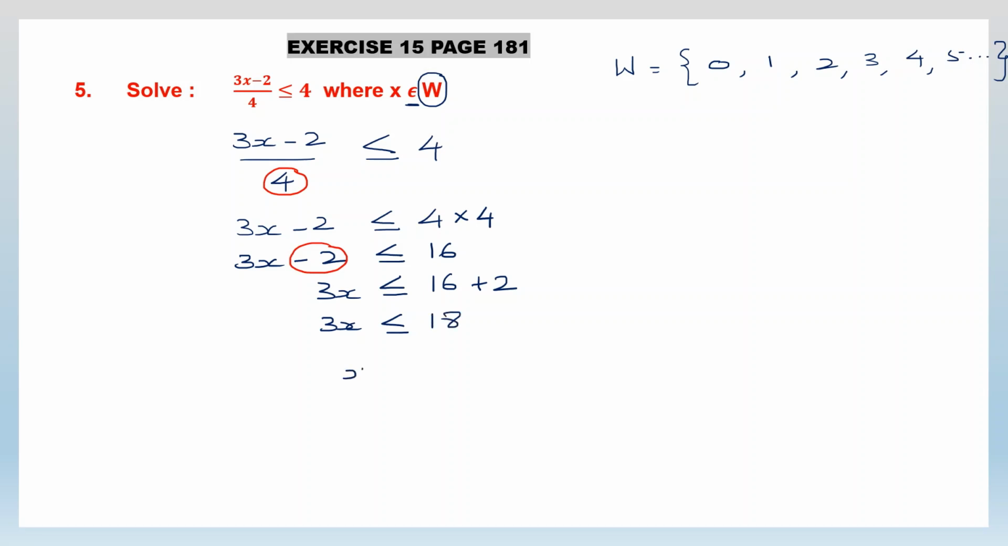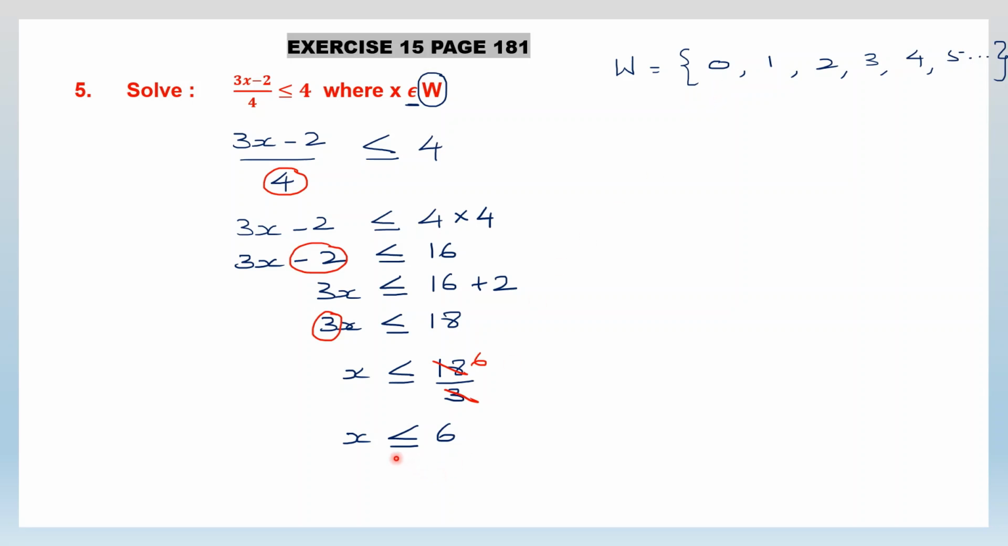That means x is less than or equal to 18 divided by 3, because here 3 is multiplication. When we transposed it, it became division. Now we can cancel this 3. 6's are 18. So x is less than or equal to 6. So now let's look at the whole numbers there. All the numbers that are less than 6 will be 5, 4, 3, 2, 1 and 0.